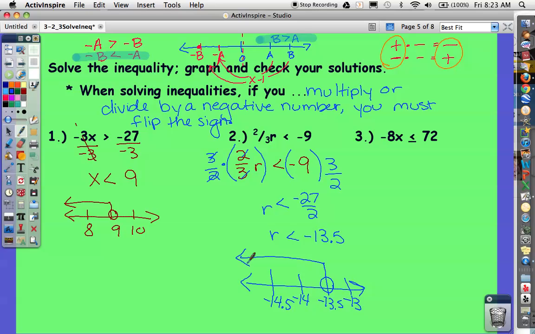Last example, take a look. What do you need to do to get x by itself? We divide by negative 8. Right there, you should be saying, wait, let me flip the sign, and then I'll keep working. Dividing by a negative flips the sign, and we have 72 divided by negative 8. We get a negative 9. Again, watch how you number your number line. Negative 10, negative 9, negative 8. We're going to include negative 9 this time, and it's greater than that number, so we're heading towards the positives. Okay? Pause the video to do a quick check step for each one of these, and then we'll move on to the next one.